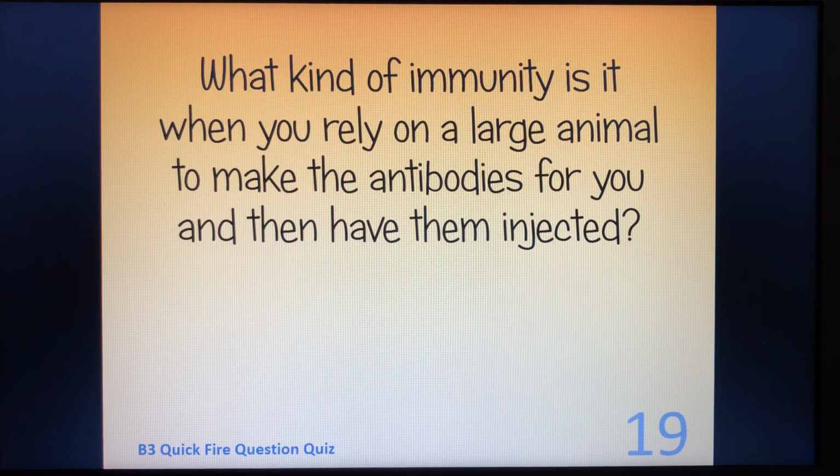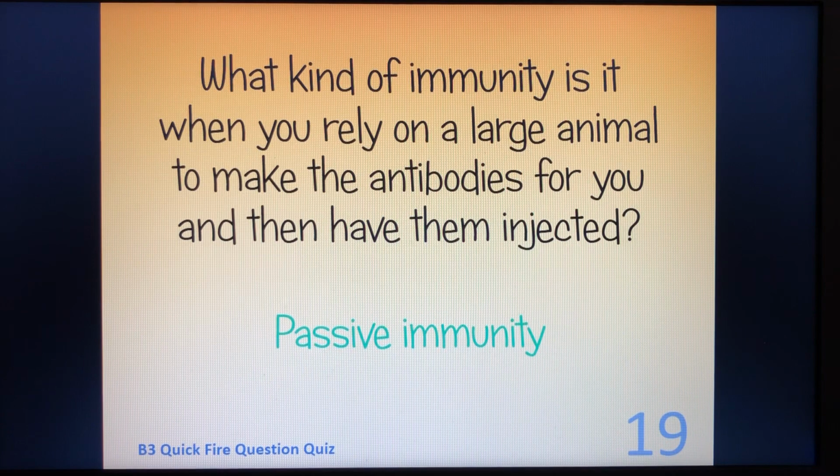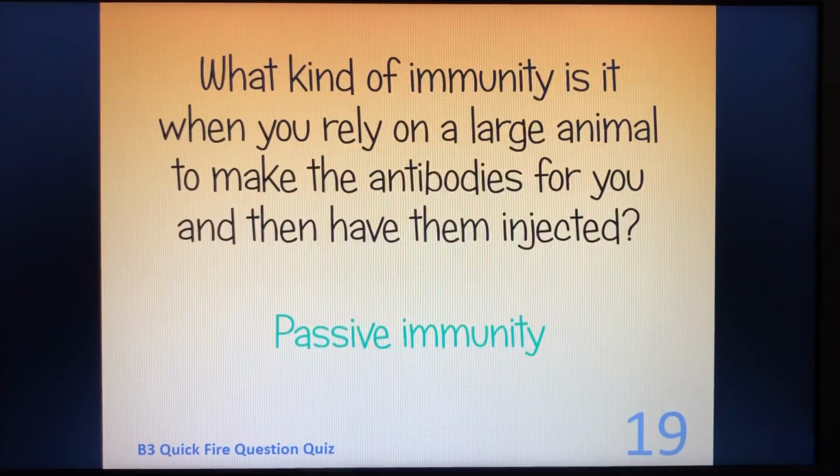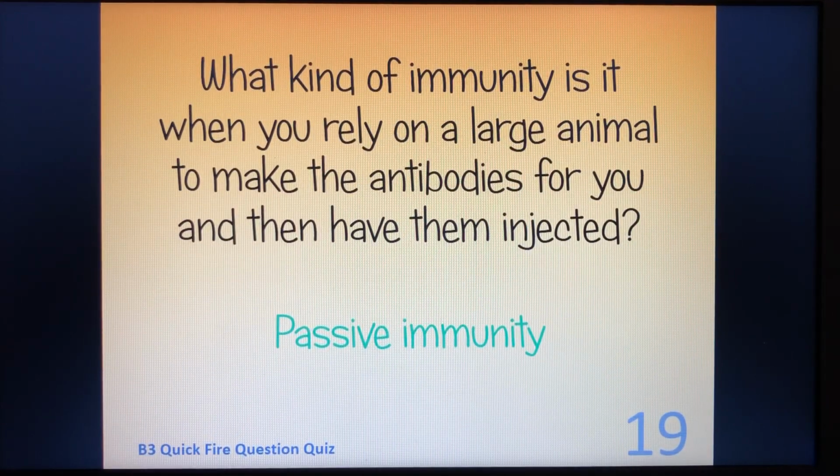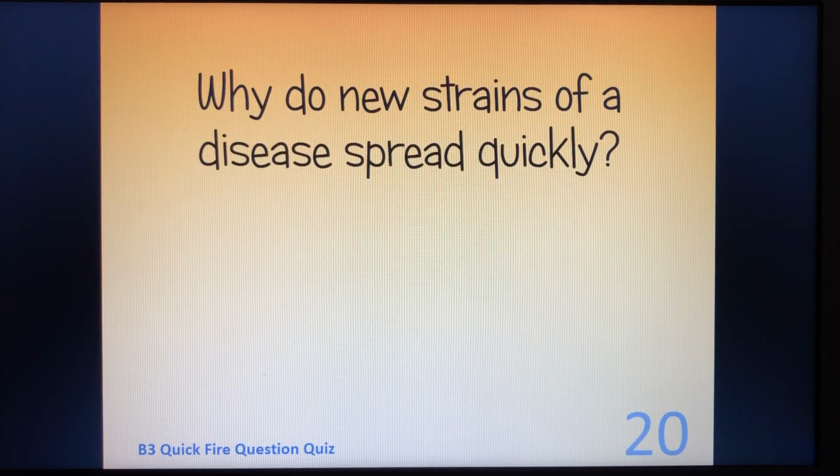So we're not doing it ourselves, okay? When we did it ourselves, we called it active immunity, but we've got something else doing it for us, and the answer is passive immunity, okay? So the larger animal is going to make those antibodies and then we're going to have the antibodies directly given to us, okay? Question 20.